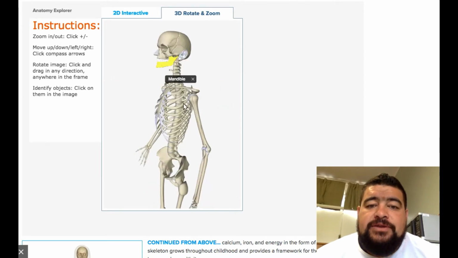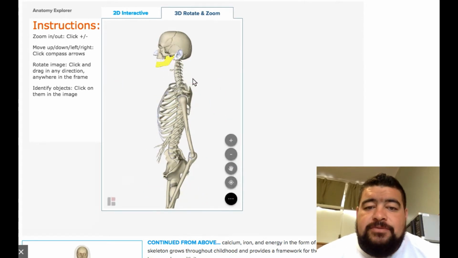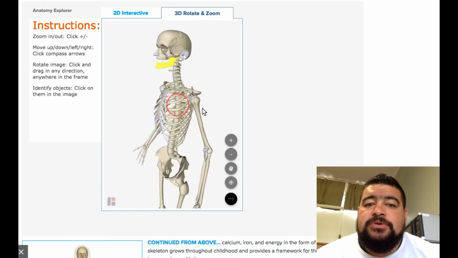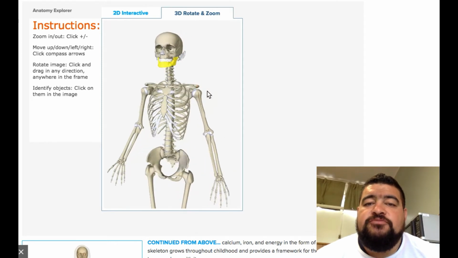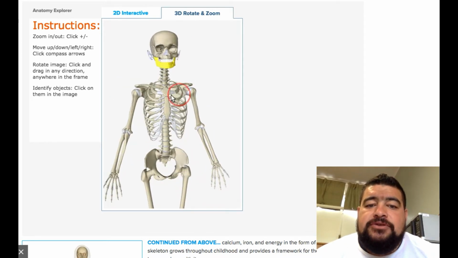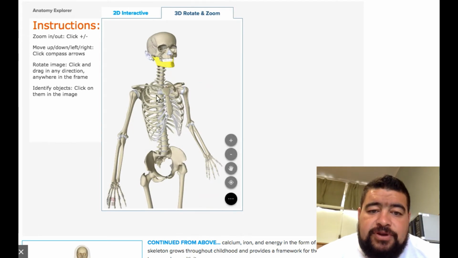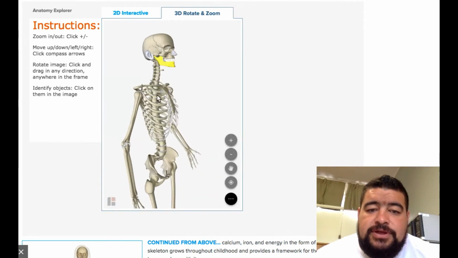As we spin around ever so slightly, you can see that we have the spine that runs down here. Now the spine is broken up into three separate areas. At the top, the first seven are called the cervical vertebrae, and they are smaller because they produce fine movements.